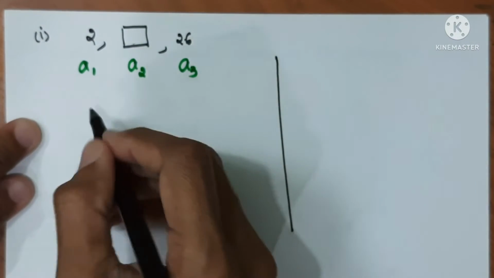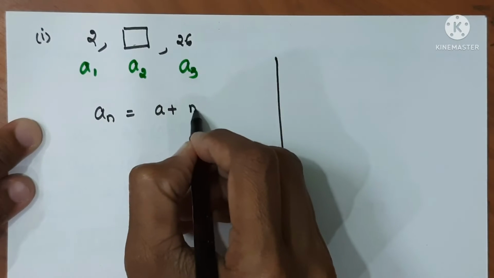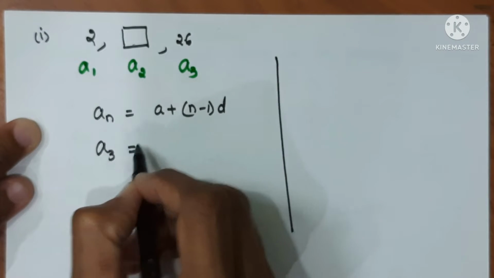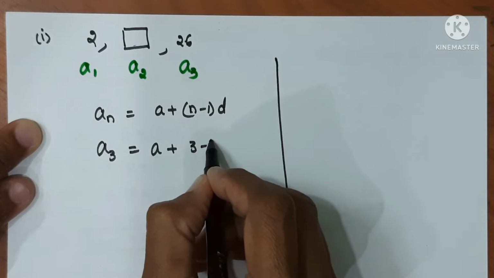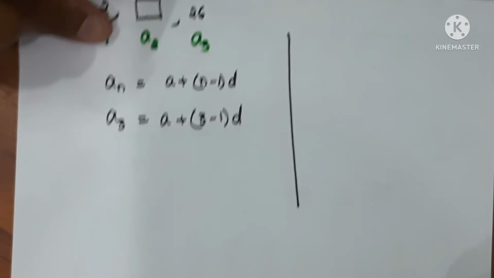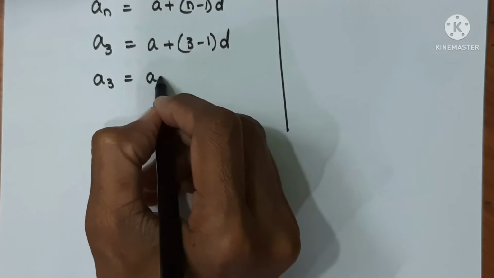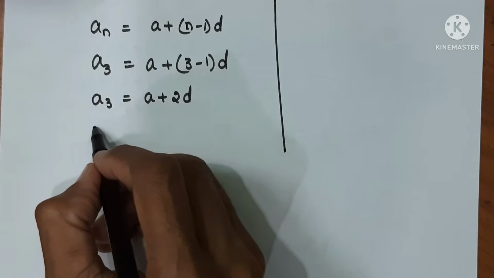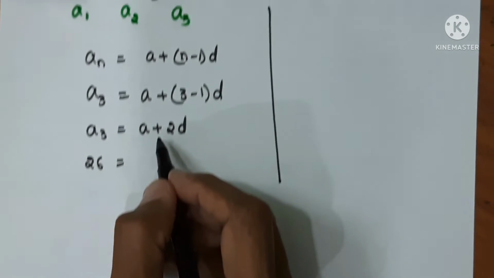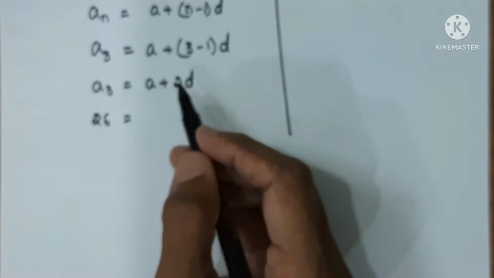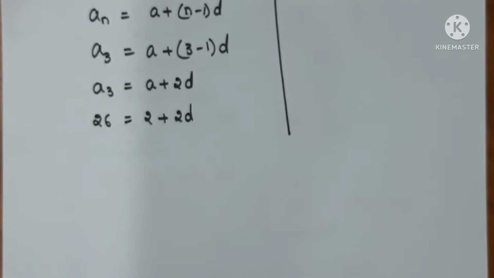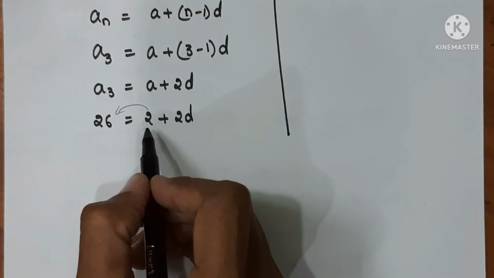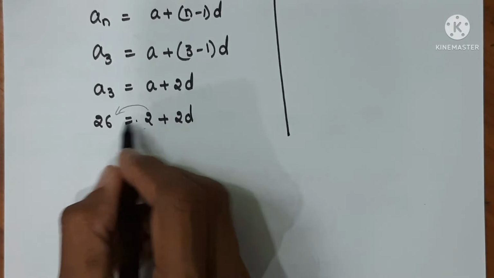Let us use the third term. An is written as A plus n minus 1 into D. Now since A3 is given, instead of An let us write A3 equal to A plus n minus 1 into D, where n value is 3. Here A3 equal to A plus 2D. You can write the third term as A plus 2D. Now let us substitute the values. Third term is 26 equal to, first term is 2, so 2 plus 2D. Now take 2 to the LHS. It becomes minus because there are 2 terms, a binomial, so the sign will change. Plus 2 will be changed to minus 2.